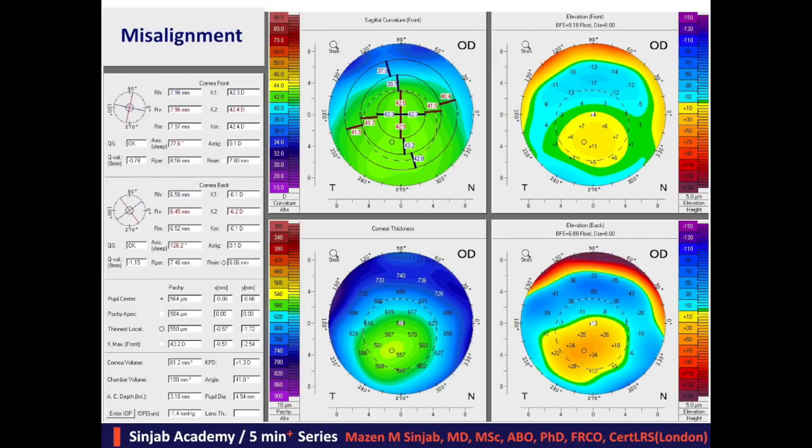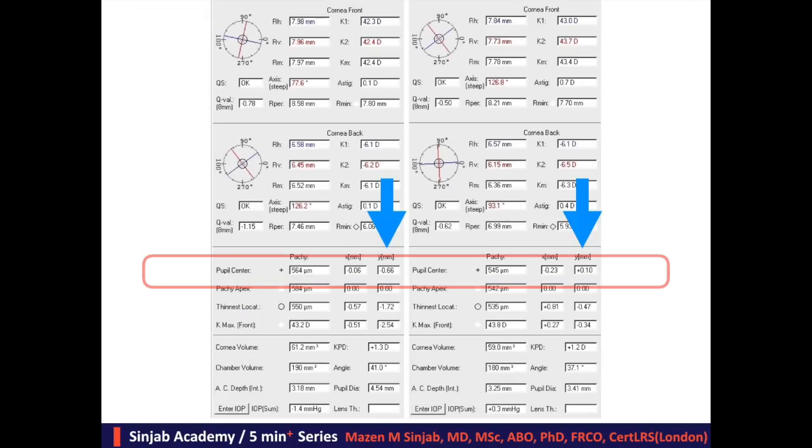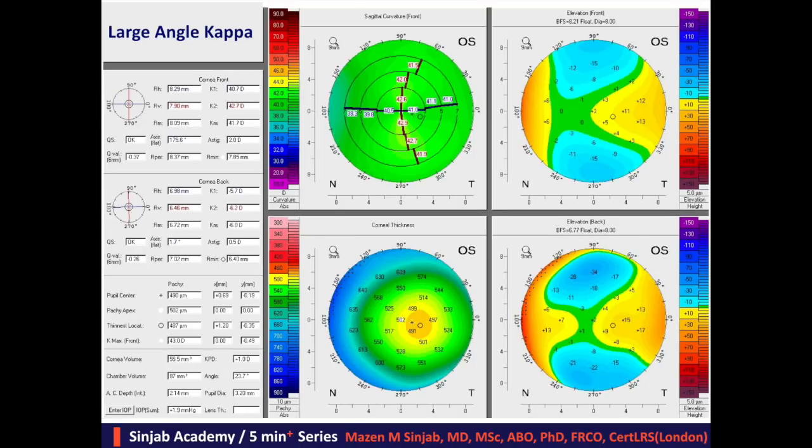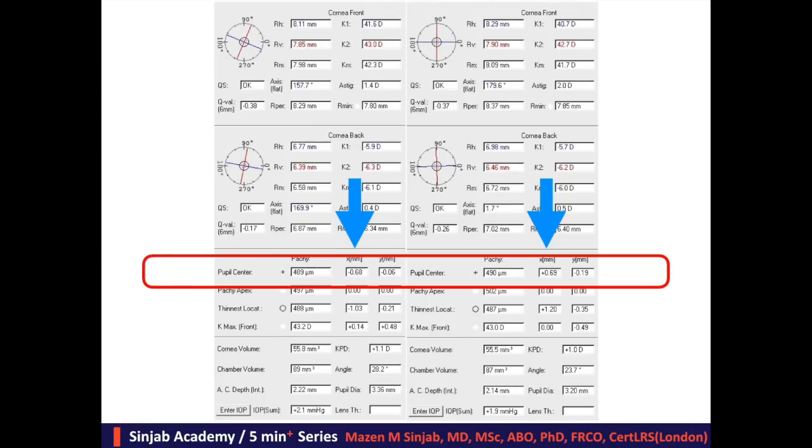This is a case of misalignment. The patient was looking downward during the capture. Look at the amount of asymmetry between both eyes in terms of the Y coordinate of the pupil center. In the right eye, it is minus 0.66, while in the left eye it is plus 0.1. This is a case of large angle kappa. This is the right eye and this is the left eye. And look at the symmetry in X coordinates.